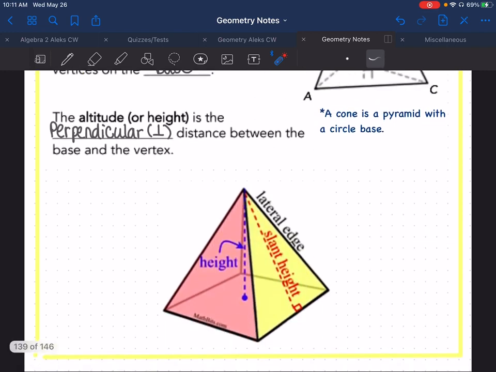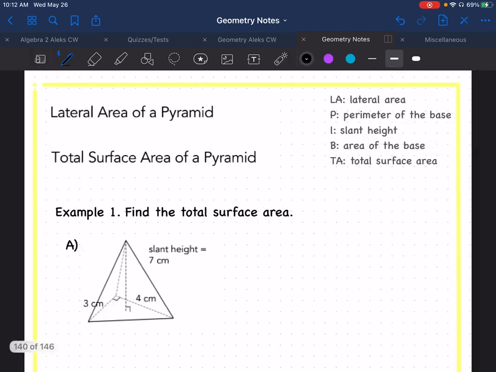All right, here is a better 3D representation of the difference between the slant height and the height. Notice that the slant height here is on your lateral face, the yellow shaded triangle, and the height goes from the vertex of the pyramid down to the center of the base, which in this case is a rectangle or a square. All right, let's go ahead and take a look at some surface area problems.